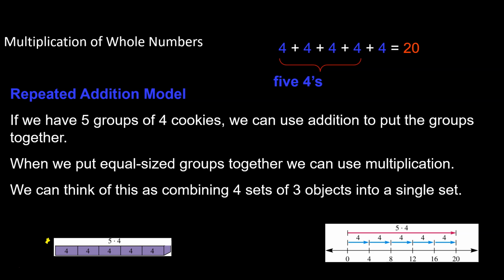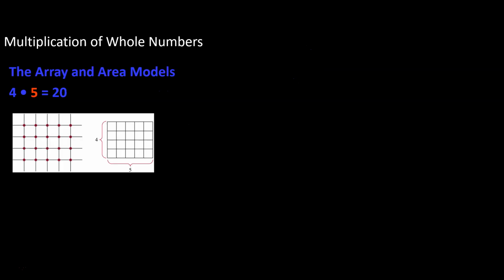So first, we can think of multiplication as repeated addition, which is great because if we already understand addition, then this is not really a new challenging idea for us. We're just building on something we've already learned. We can also look at multiplication using the array or area models. So the array model uses intersections of horizontal and vertical lines to count the product.